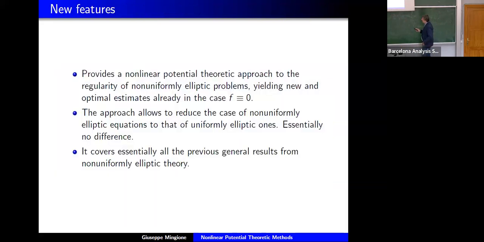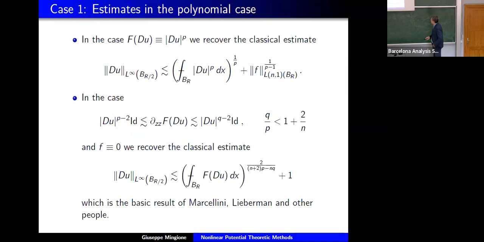So how do we get this? As far as I know, it's for the first time that we use nonlinear potential theoretic approaches in these kinds of non-uniformly elliptic problems. And essentially what we do is what is implicit in the uniformly elliptic setting. We again reduce these kinds of problems to the uniformly elliptic case, even to the Poisson case in a sense. It covers essentially all the previous results.